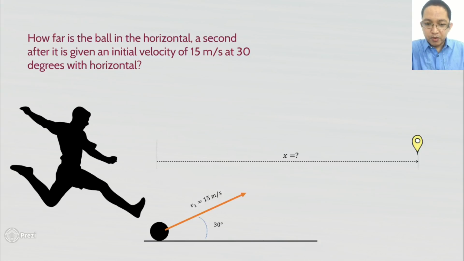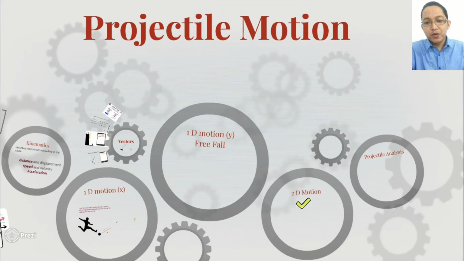How far is the ball in the horizontal a second after it is given an initial velocity of 15 meters per second at 30 degrees with the horizontal? What do you think? Show your answer and be awesome by showing as well the diagrams of the vectors involved.